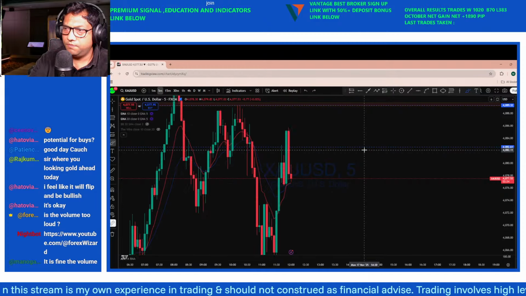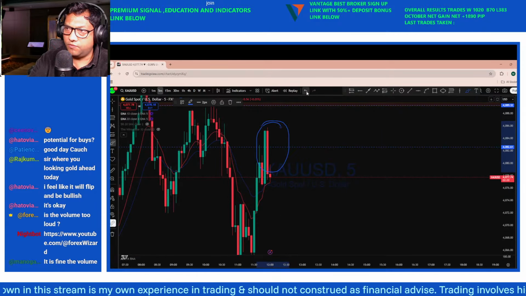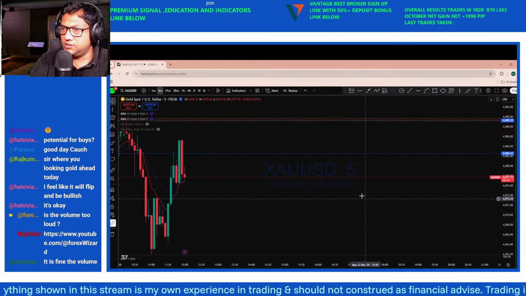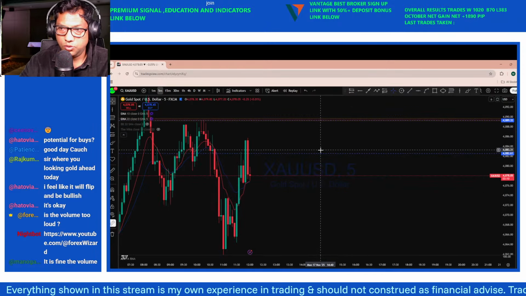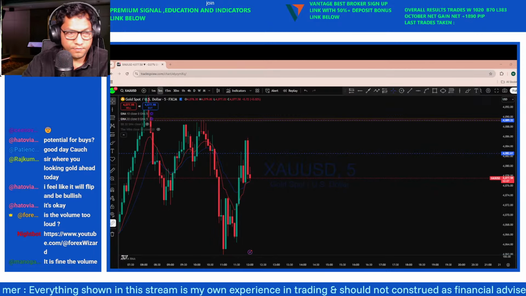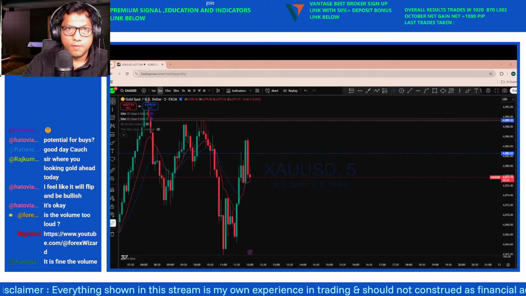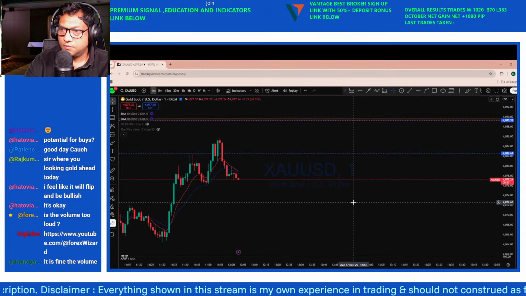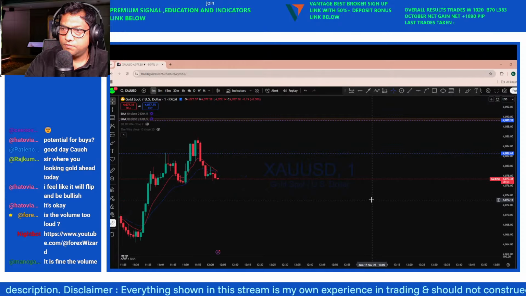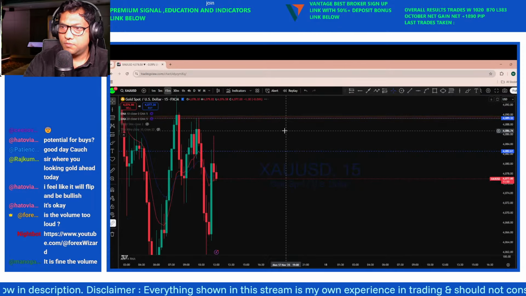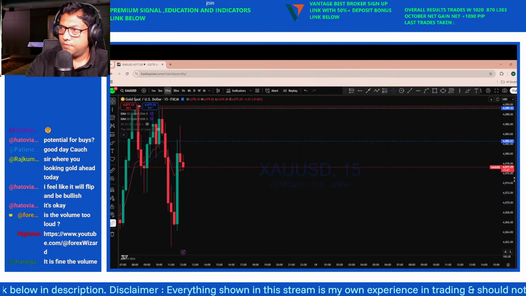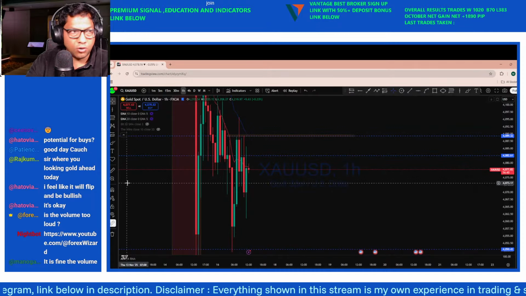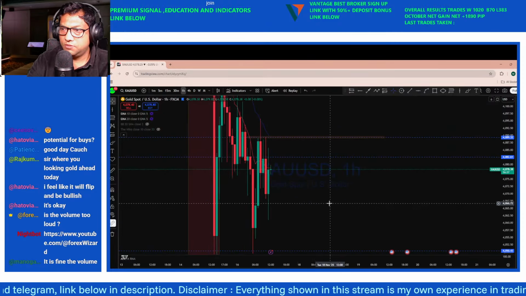It's a big bear candle with a pretty long rejection from this high, and that is making the market structure potentially remain bearish. And big head and shoulder. So we see an hourly candle closed with a big bearish price action here in that area.